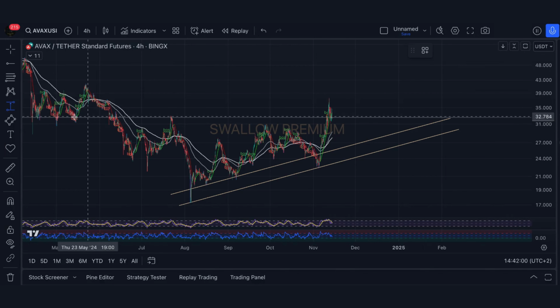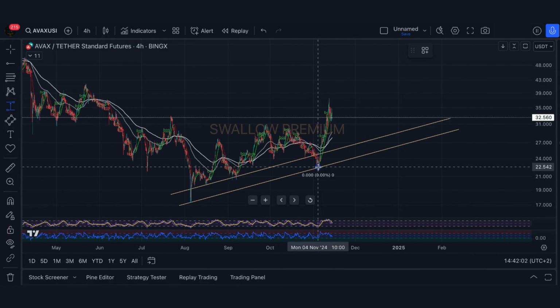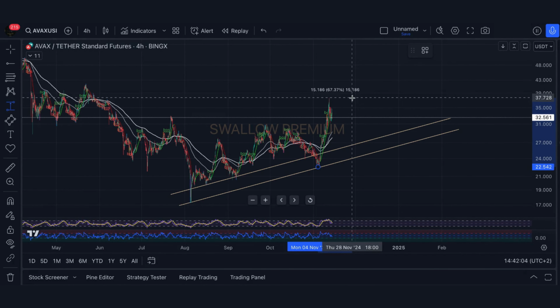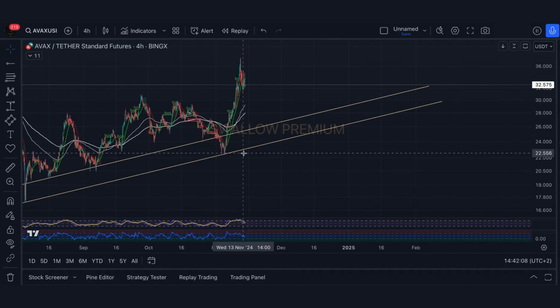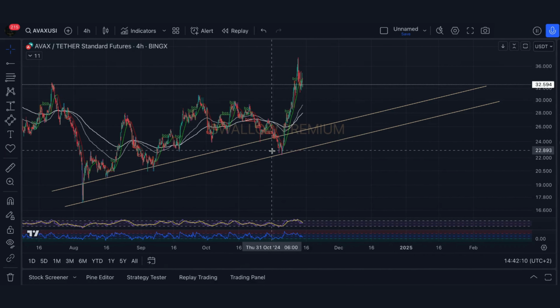So straight to the point, recently we had a pretty good push here, resulting in almost 67% of market price movement, and bulls secured this zone here. So this bullish trend here seems pretty solid so far.